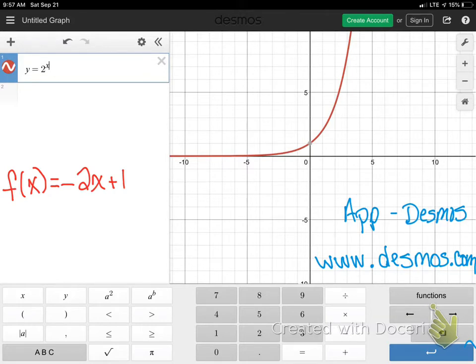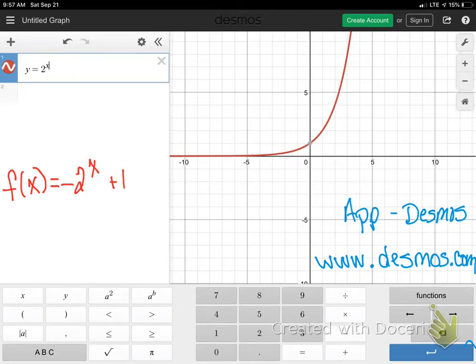So for this specific question, we're talking about f of x equals negative 2 to the x plus 1. That's an exponential function. And you definitely want to make sure that that x is the power. So negative 2 to the x power, and it's the 2 that's being raised to the x.